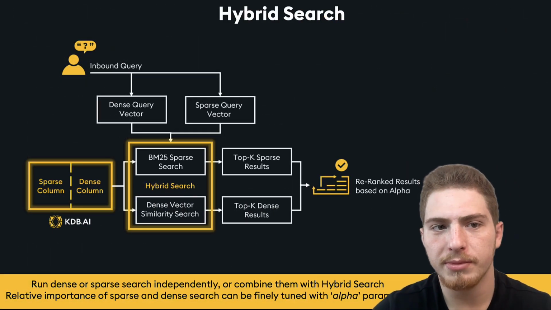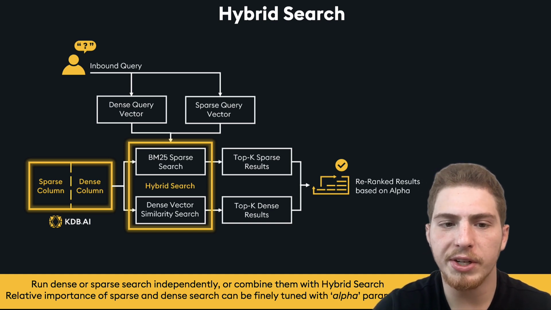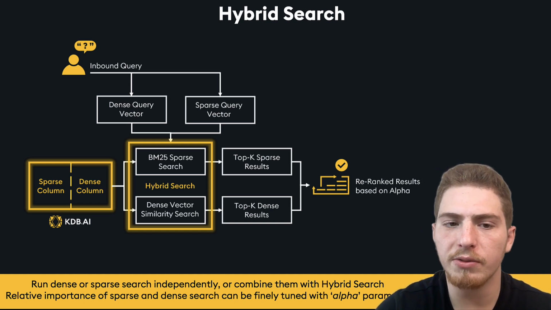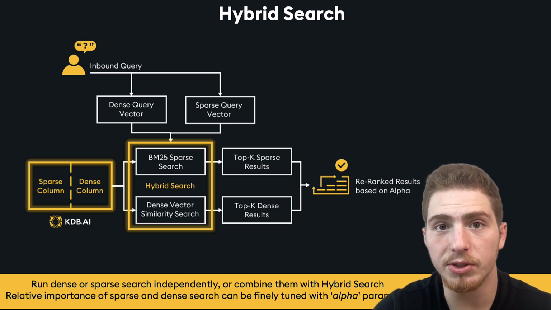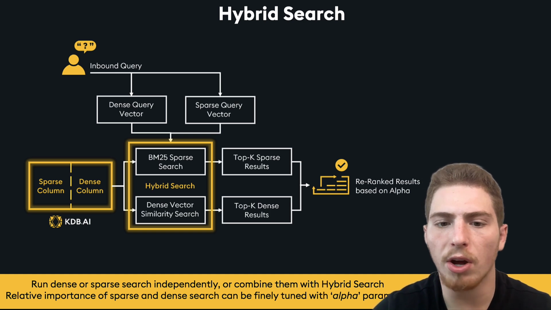Hybrid search takes an inbound query, creates a dense vector, creates a sparse vector. And then we could do two searches. We could do a BM25 search and a dense vector similarity search. Take the top K results from each, and then we re-rank the results based on an alpha parameter.